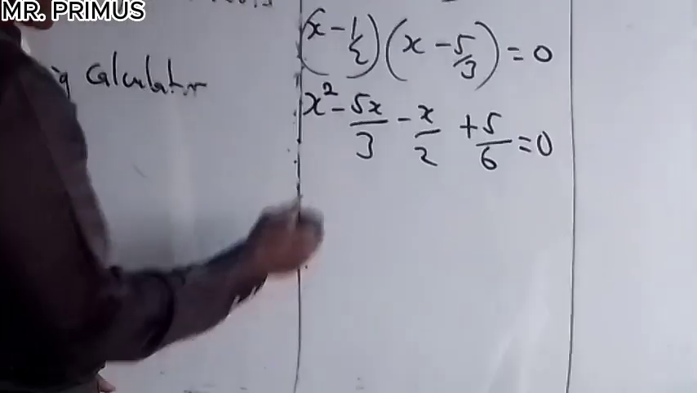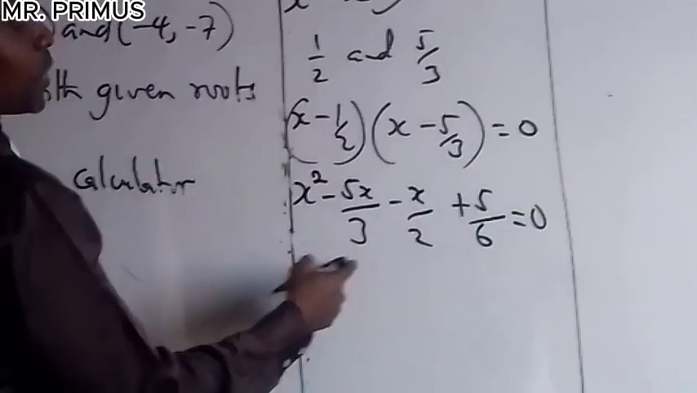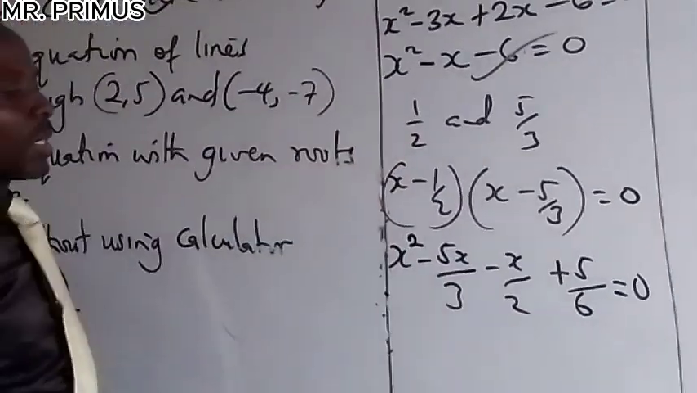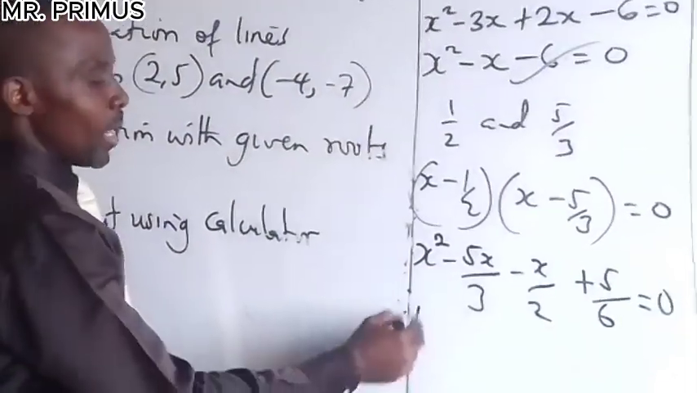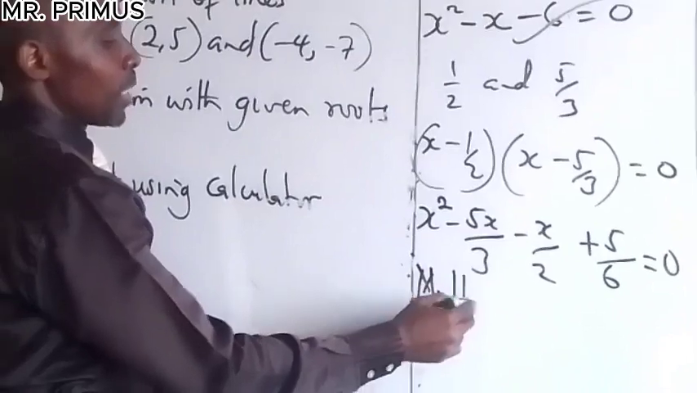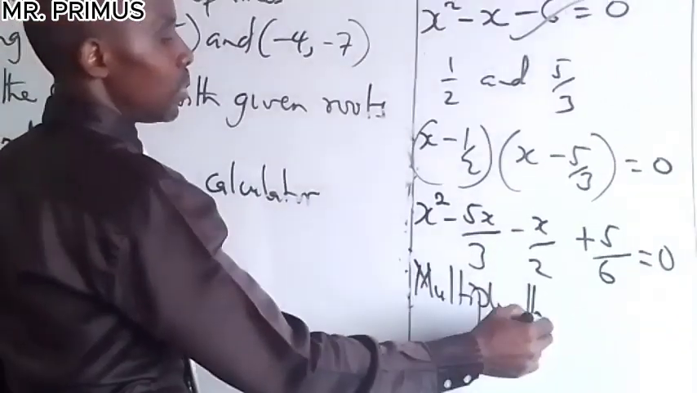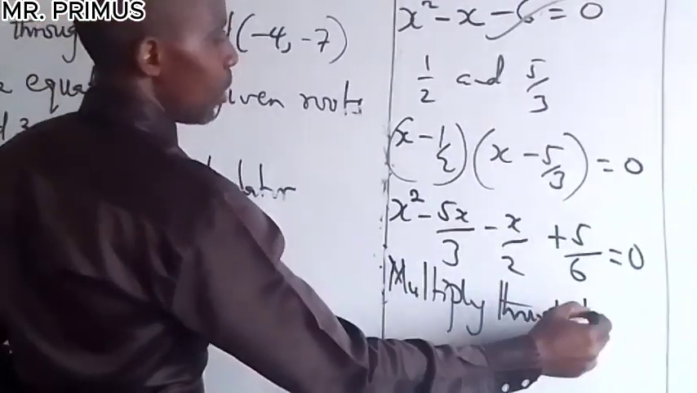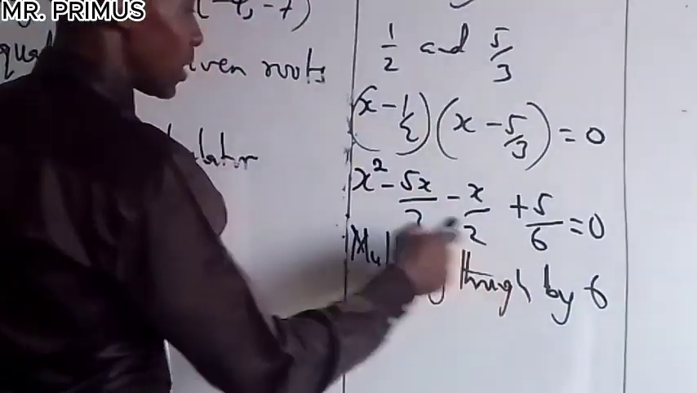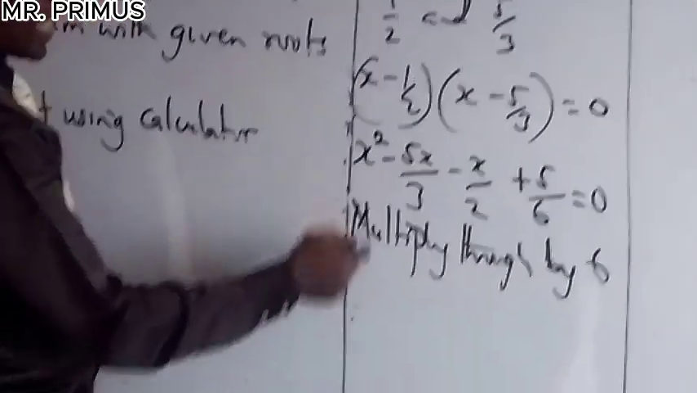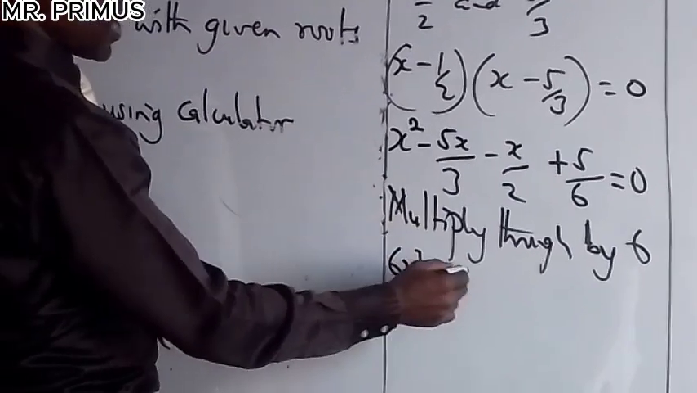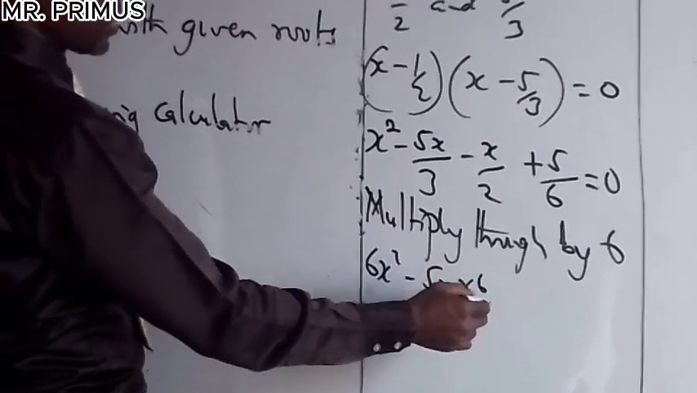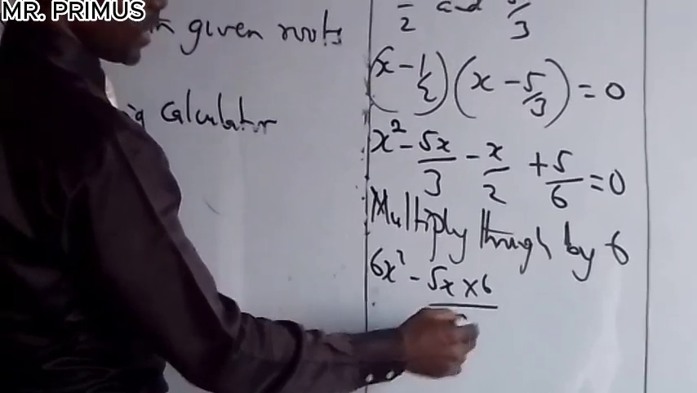So now look at this. We have fractions here, so you look for the LCM. That's why I decided to give you something. Look for the LCM of 3, 2, and 6. It is 6. So we are going to multiply through by what? By 6, which is the LCM of the denominators. So this one times 6. So 6x squared minus 5x times 6 over 3.